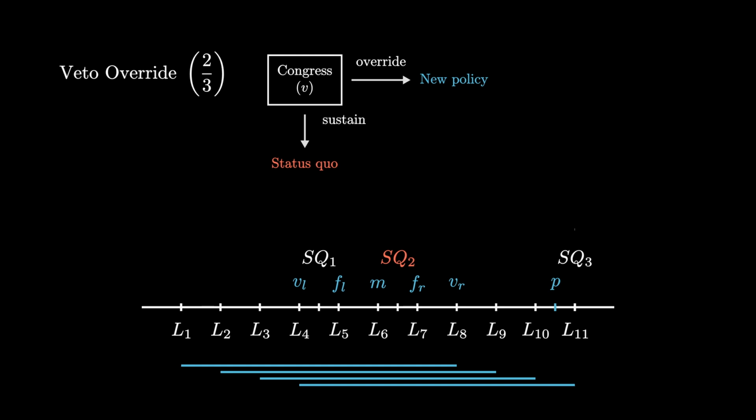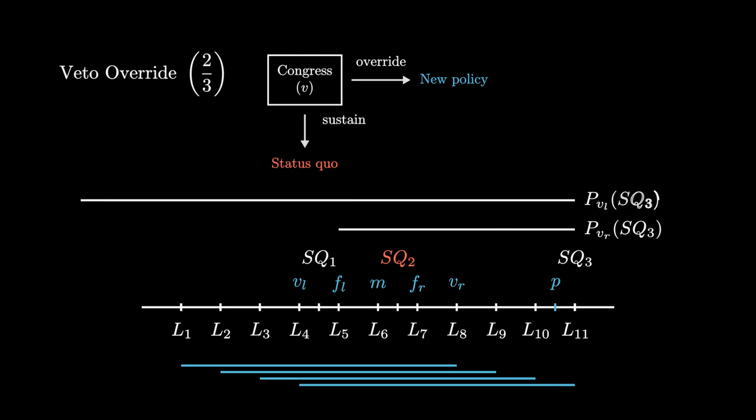Finally, let's look at SQ3. Recall from before that the median could move policy very slightly toward its own ideal point when revising SQ3. How does the possibility of a veto override affect how close the median can move policy to its own ideal point? When we draw in the two veto pivots' preferred-to sets, we see that the win set is quite large and actually contains the median's ideal point.